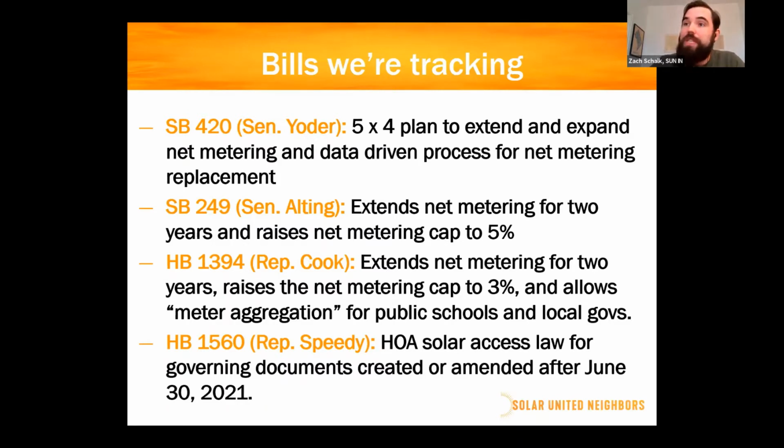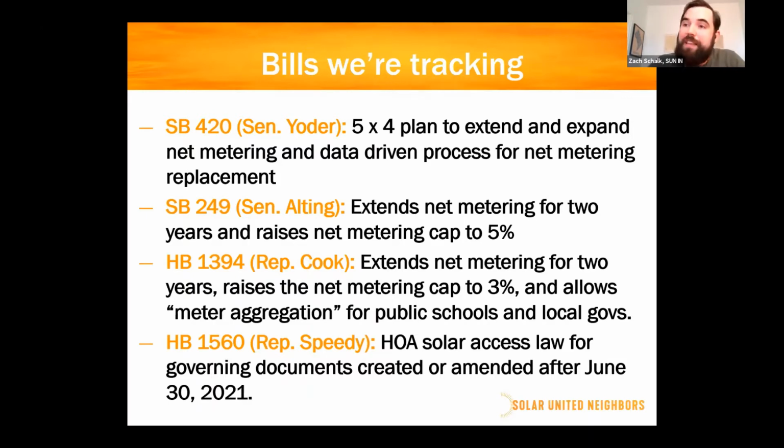Another bill we're following closely is SB 249, introduced by Senator Alting. That would extend net metering for 2 years while also raising the net metering cap to 5%, among other technical changes to the net metering rules that are on the books right now. Next in the House, there's HB 1394, introduced by Representative Tony Cook. That bill would extend net metering for 2 years, raise the net metering cap to 3%, and also allow for the meter aggregation of up to 3 meters, but only for public schools and local governments.